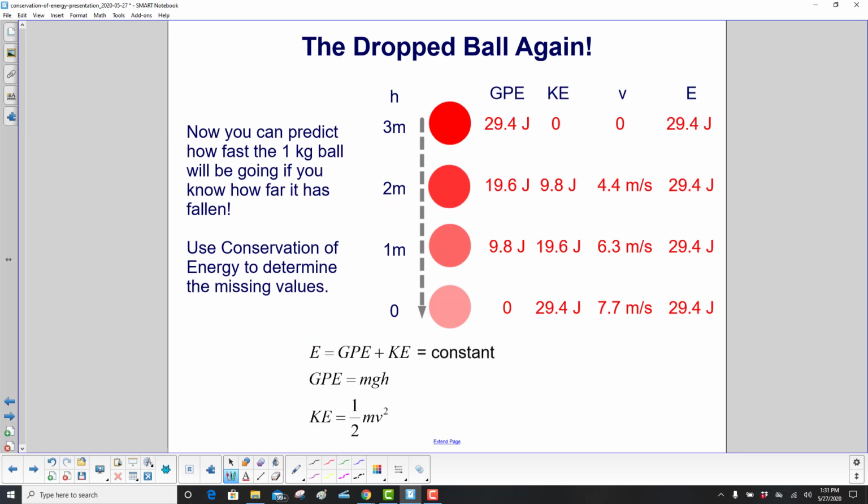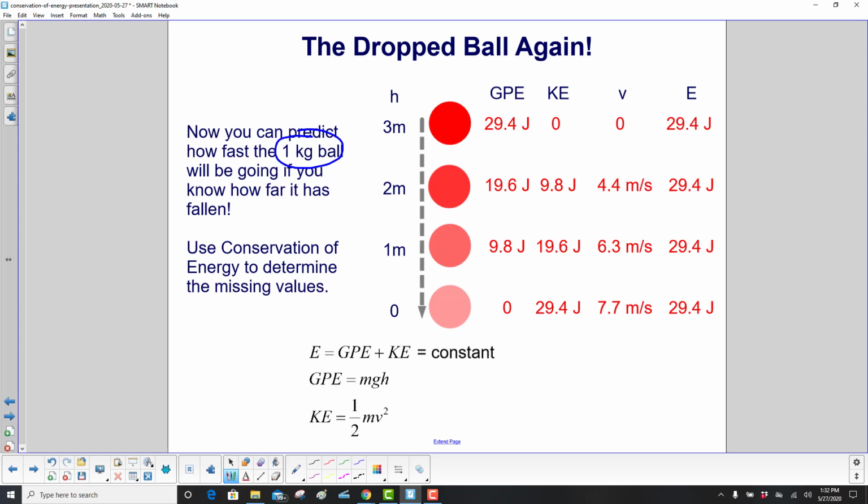Now you can predict how fast the 1 kilogram ball will be going if you know how far it has fallen. Well, hopefully you can. I hate to presume people can do anything, but let's see if we can work through this. Use the conservation of energy to determine the missing values. We have them all put out here so we can just talk through it.